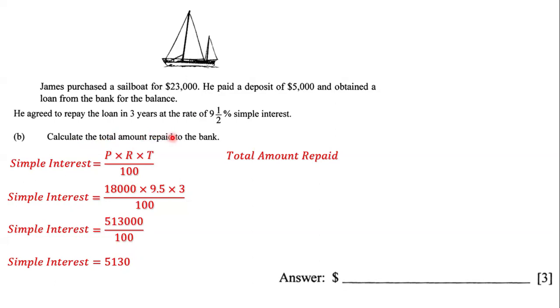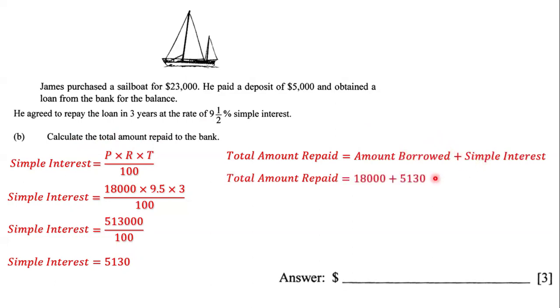But we need to calculate the total amount repaid to the bank. The total amount repaid to the bank is going to be the amount borrowed plus the simple interest charges. So it's going to be the amount borrowed, which is 18,000, plus the simple interest, which is 5,130. When we add the two together, we get 23,130. And so that means that our answer to this question is 23,130.